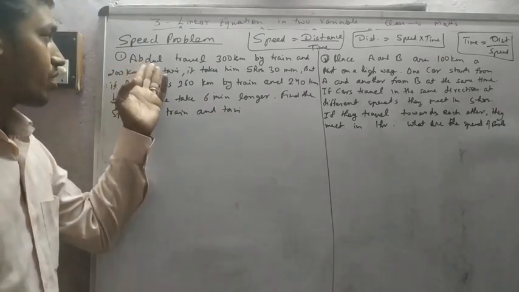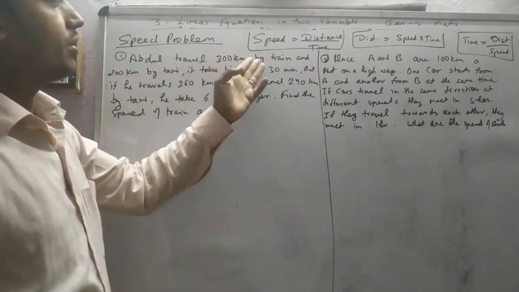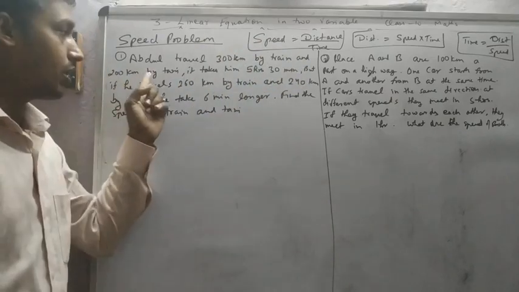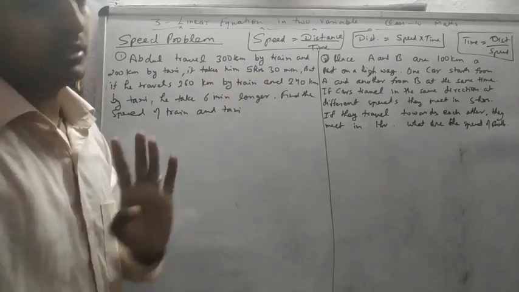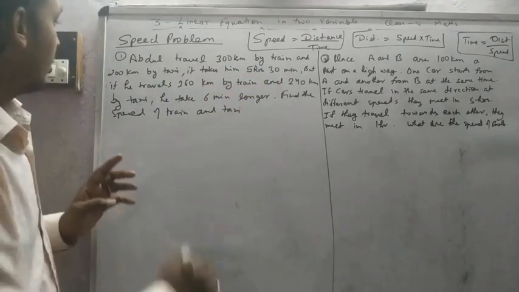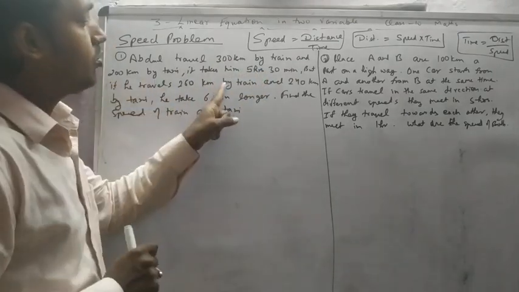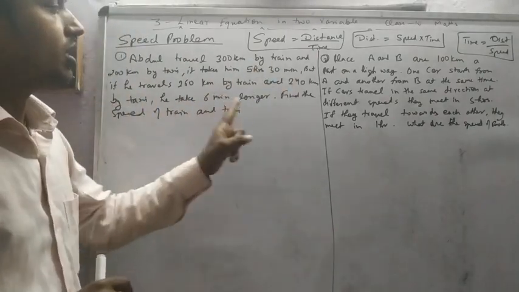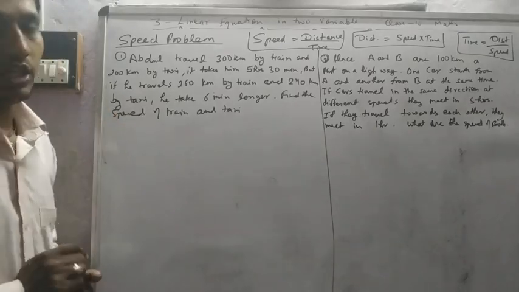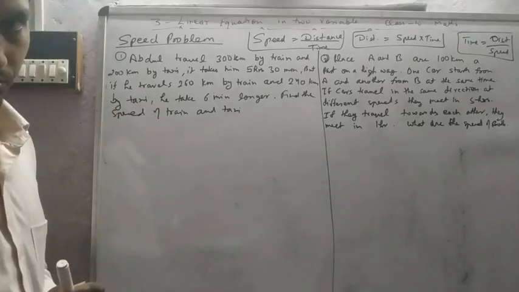First, Abdul traveled 300 km by train and 200 km by taxi. It takes him 5 hours 30 minutes. But if he travels 260 km by train and 240 km by taxi, it takes 6 minutes longer. Find the speed of the train and taxi.